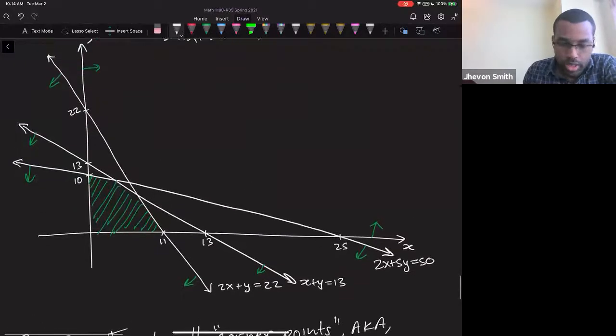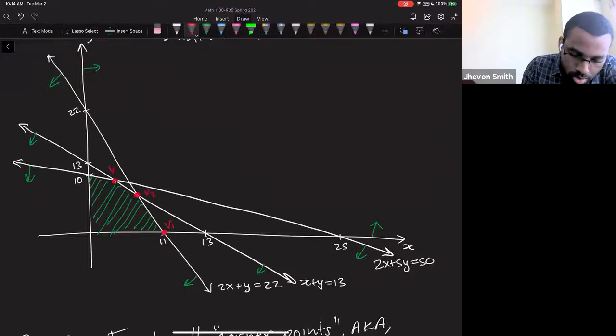So in this picture, what are my corner points? Well, this is going to be one of them. Let's call that V1. This is going to be another one, V2. This is going to be another one, V3. This is going to be another one, V4. This is going to be another one, V5.